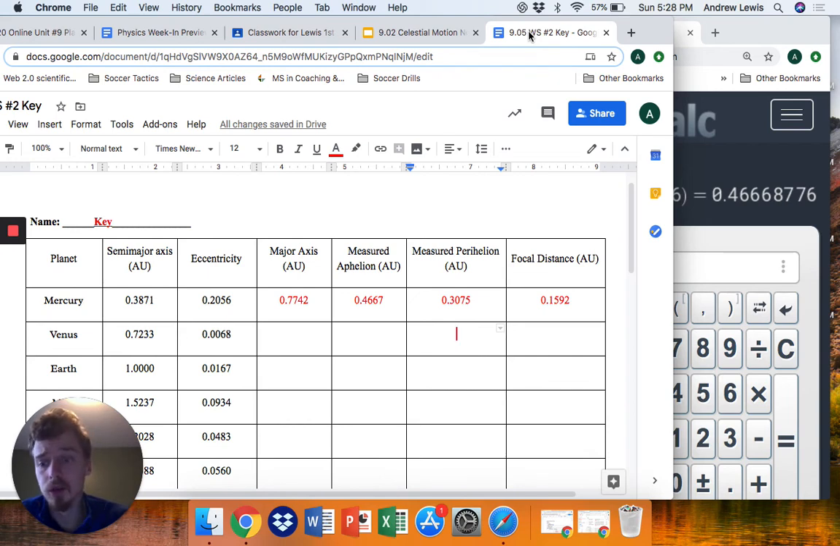Also, another thing, I don't want you guys to do this to get your answers, but you can use it to check your answers. If you want to look up Venus's perihelion or Venus's aphelion afterwards, you can, but again, there will be assessments where you have to do some sort of calculation on this on your own, and if you've just been Googling it, you're not going to be able to do that on the assessment.